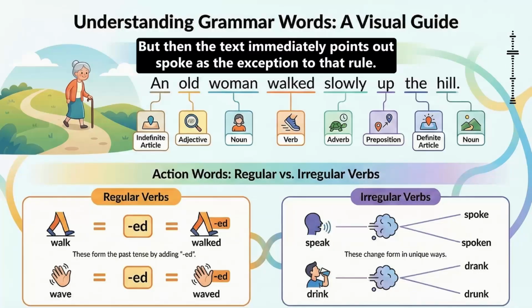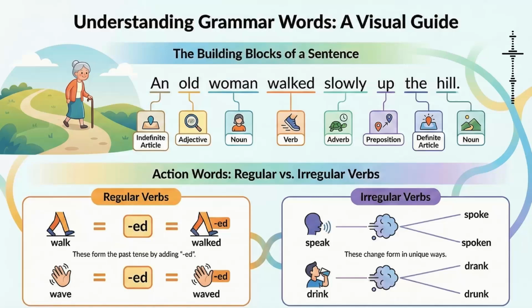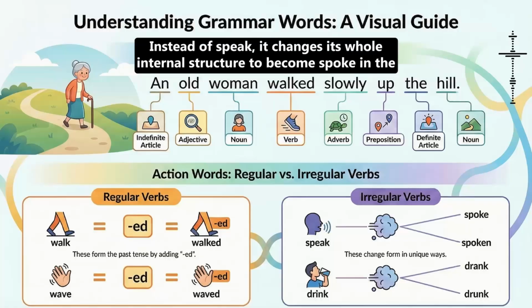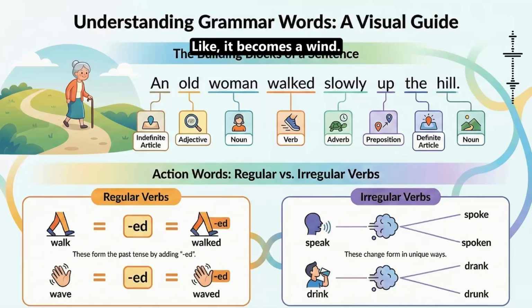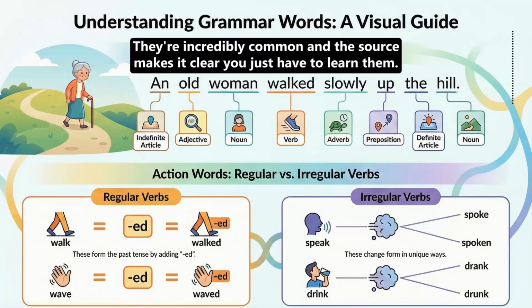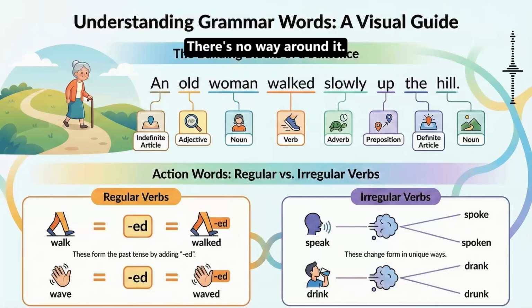But then the text immediately points out spoke as the exception to that rule. Exactly. Speak is an irregular verb. It doesn't follow the ed rule. Instead of speaked, it changes its whole internal structure to become spoke in the past simple. Like go becomes went, or eat becomes ate. They're incredibly common, and the source makes it clear you just have to learn them. There's no way around it.